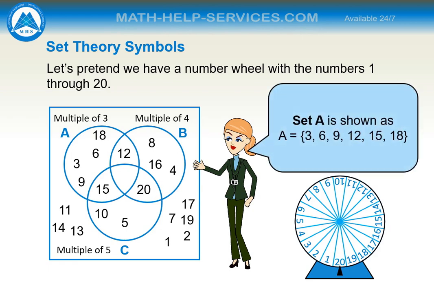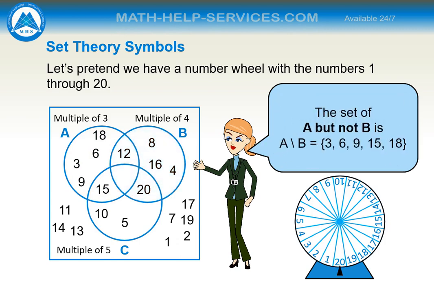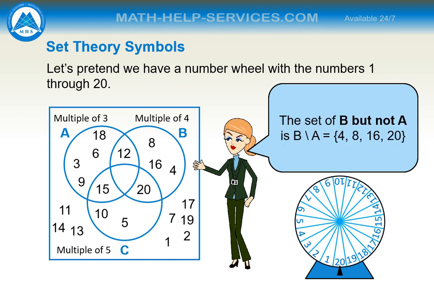Set A is shown as 3, 6, 9, 12, 15, and 18. Set B is shown as 4, 8, 12, 16, and 20. The set of A, but not B, is written like this: A\B. And that's the set 3, 6, 9, 15, and 18. The set of B, but not A, written like this, is 4, 8, 16, and 20.